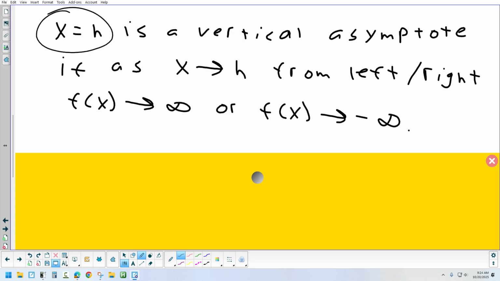So how do you figure out the number that you're not allowed to use? It's whatever would cause you to divide by 0. That's how you figure out where your vertical asymptote is. It's the number that would cause you to divide by 0.